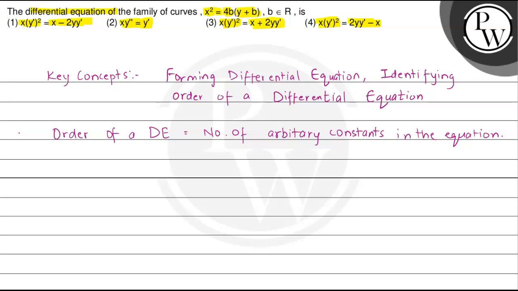Let's take a look at the equation given to us. It was x square is equal to 4b times y plus b, and as you can see, we have only one arbitrary constant, which is b. So the number of arbitrary constants is equal to 1. That means we would get a first order differential equation. An order is basically the highest differential coefficient in the differential equation.